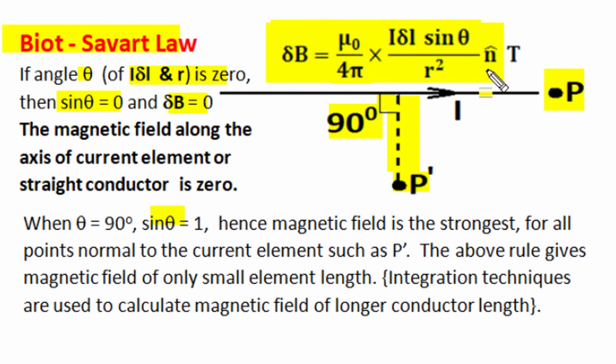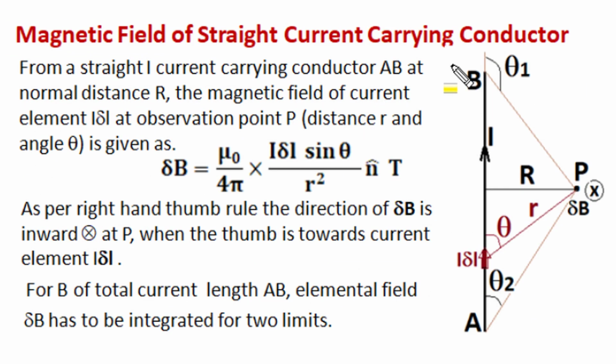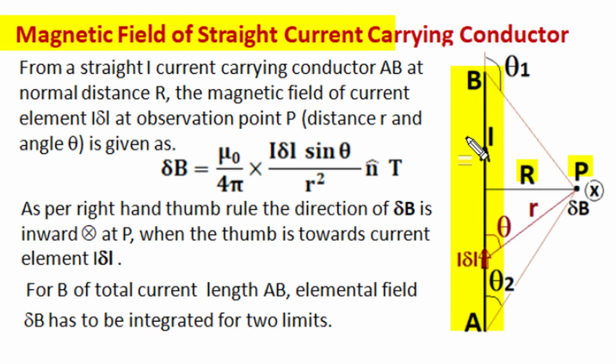Now this Biot-Savart relation gives the magnetic field contribution of an element length for a long current carrying length. To obtain the total magnetic contribution at any observation point, we have to use integration techniques, and this differential format equation is integrated to obtain the total magnetic field contribution of a current length. We are given a straight conductor AB carrying current I, and we have to find the magnetic field of this straight current carrying conductor at observation position P, which has minimum perpendicular distance capital R from this conductor.